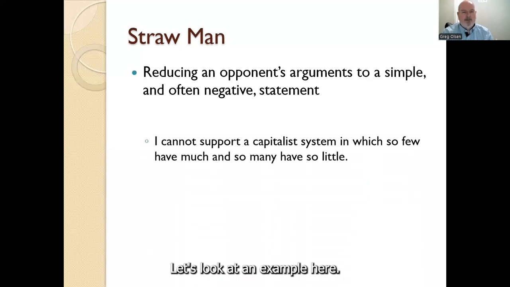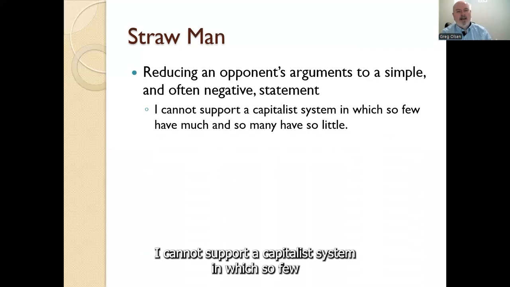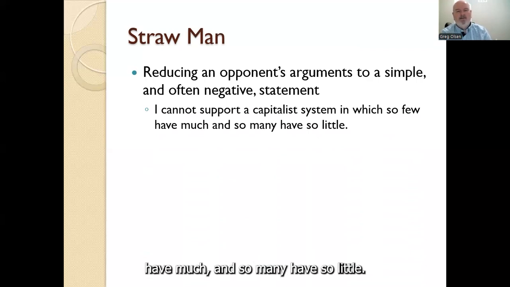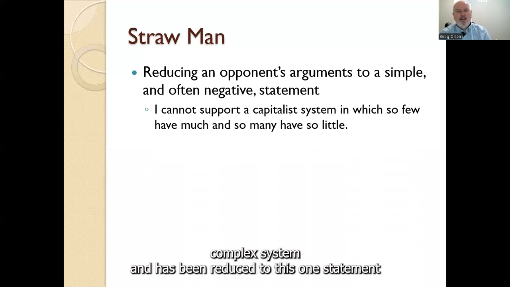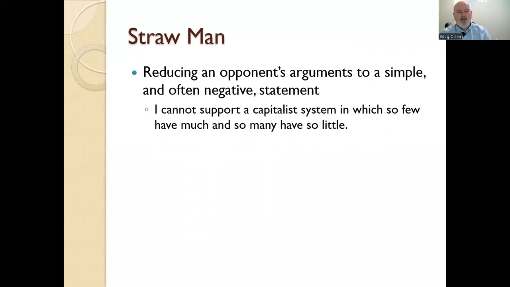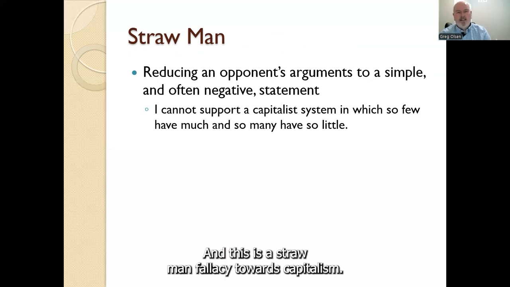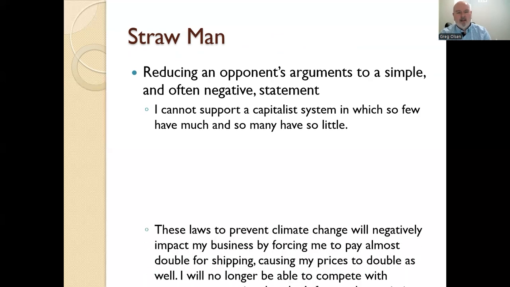Let's look at an example here. We have this statement: I cannot support a capitalist system in which so few have much and so many have so little. So capitalism is this big, complex system, and it's been reduced to this one statement in which a few have much and many have little. This was actually stated by Bernie Sanders, and this is a straw man fallacy towards capitalism.